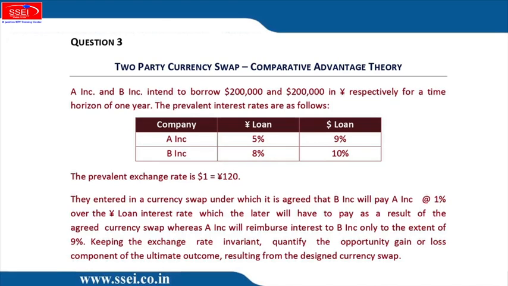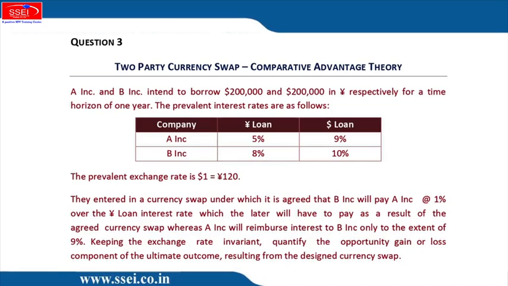So A and B intend to borrow $2 lakh and yen 2 lakh respectively. So the word respectively means that A wants to borrow $2 lakh. So if you know how a swap works, A wants to borrow dollars means A will not borrow dollars. B wants to borrow yen, that means B will not borrow yen, B will borrow dollars. So A will borrow yen, B will borrow dollars. Sure, 100%. For a time horizon of 1 year.